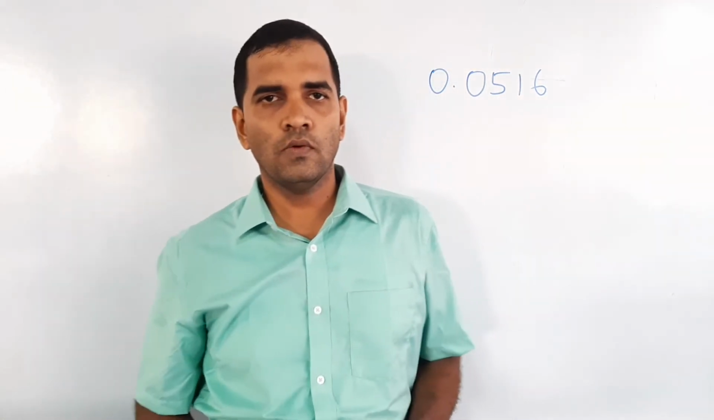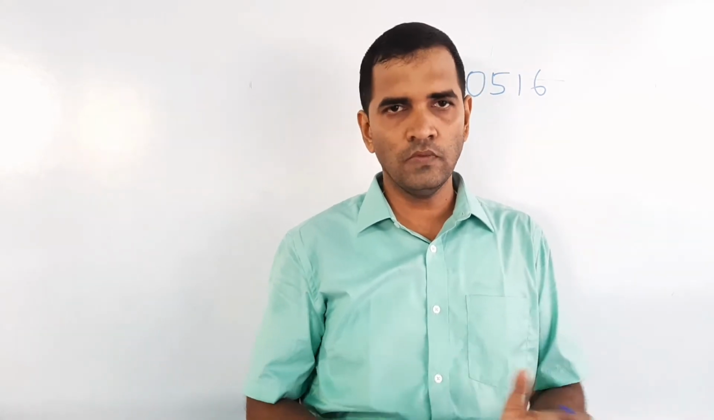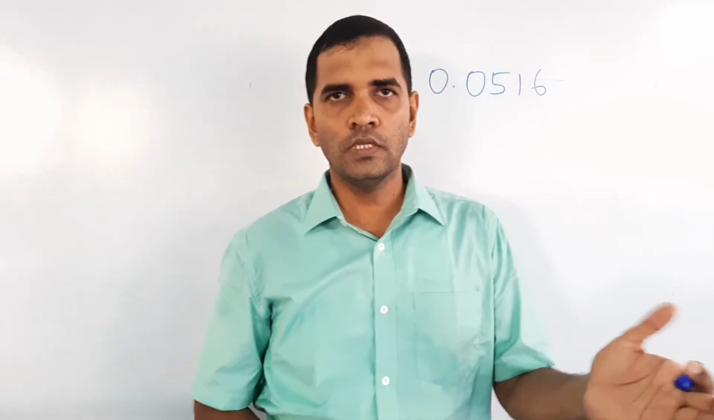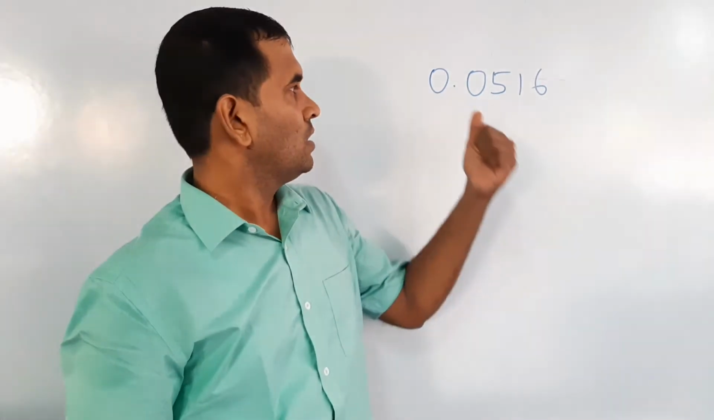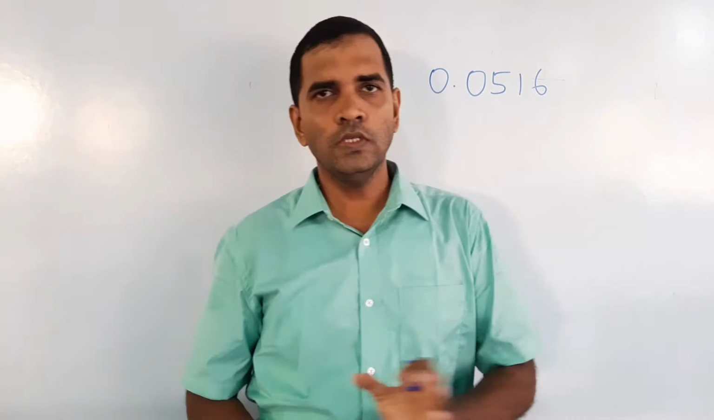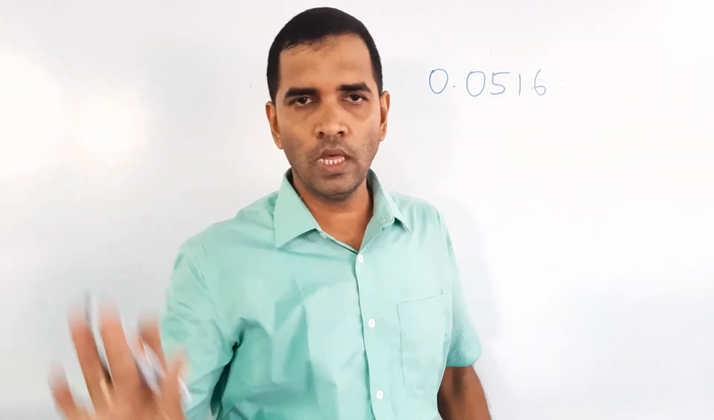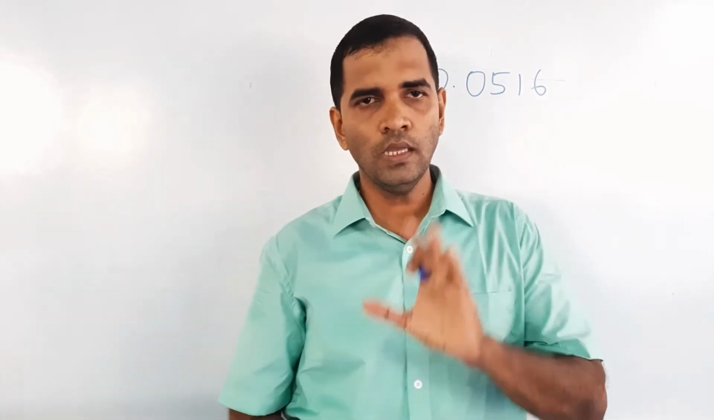Right. Listen to me carefully, because this is something different than the previous example. Yes, it is a number with a decimal point, but it seems to be different than the other one. So, 0.0516. In this example, it's too easy to identify the LSD. Here we don't have any problems with finding LSD.